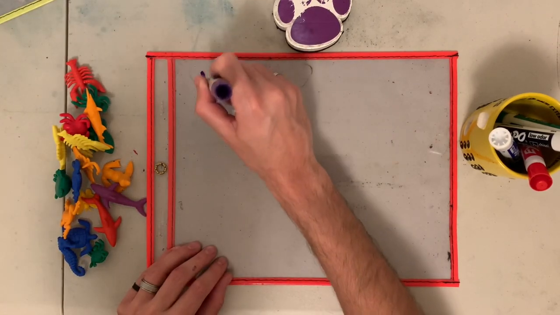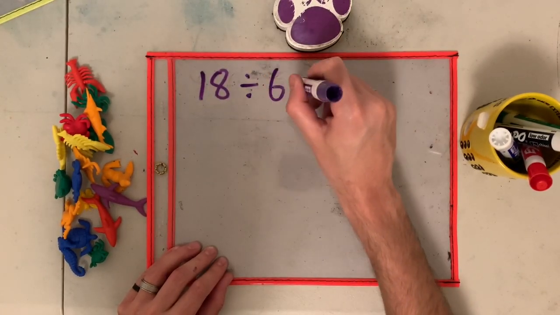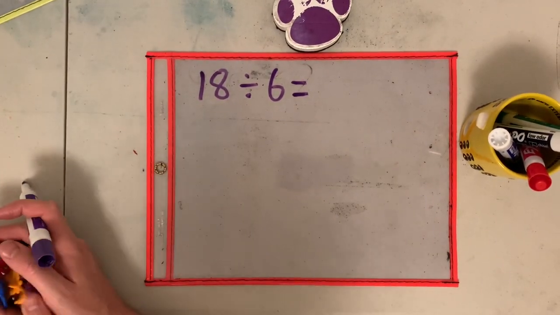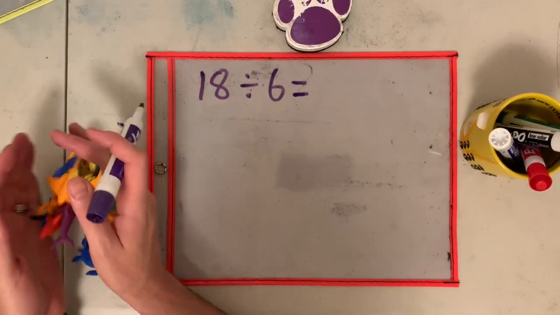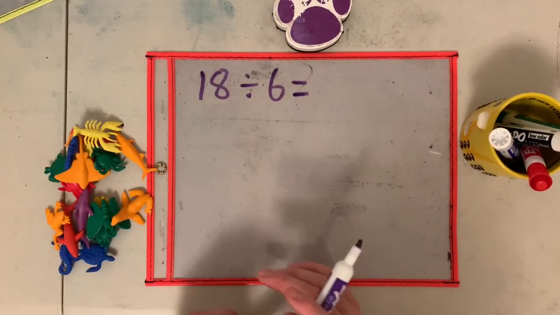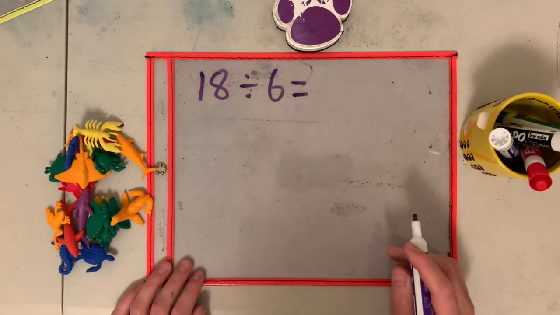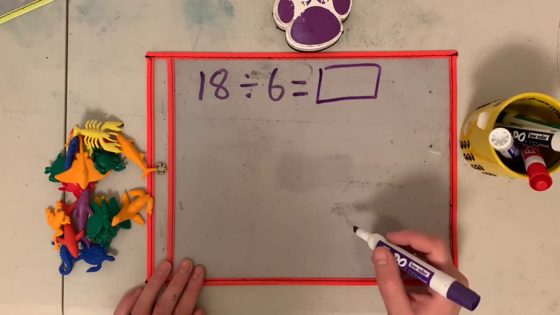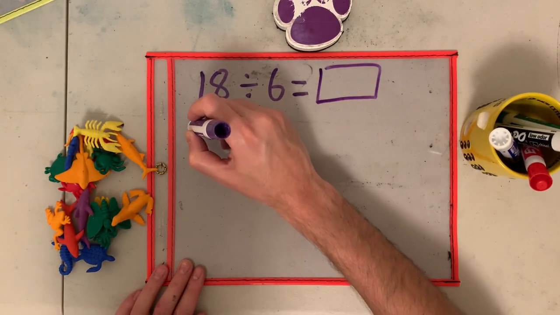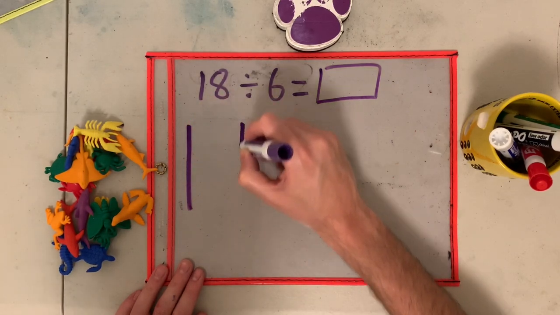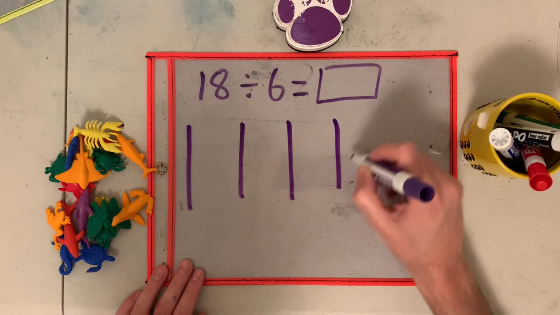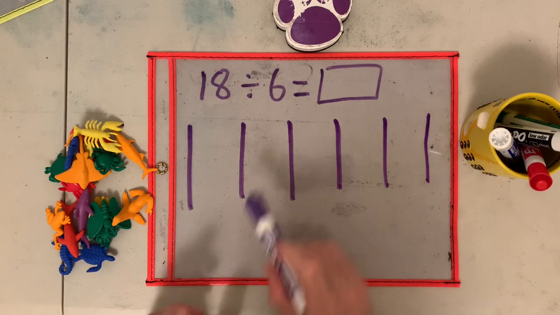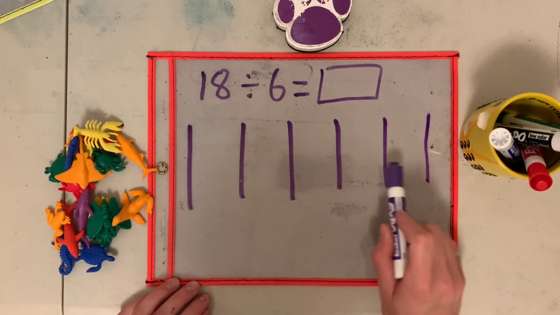Now, let's do it something like this. So we have 18 divided by 6. Remember, we have 18 flowers. Let's imagine that my toys are the flowers. And I have 18 toys here. I have 18 flowers. And I'm going to divide it into 6 rows. Voy a hacer 6 filas. So I can find out how many flowers are on each row. Vamos a hacer 6 filas. Let's do 1, 2, 3, 4, 5, 6 rows. Good. Tenemos 6 filas.